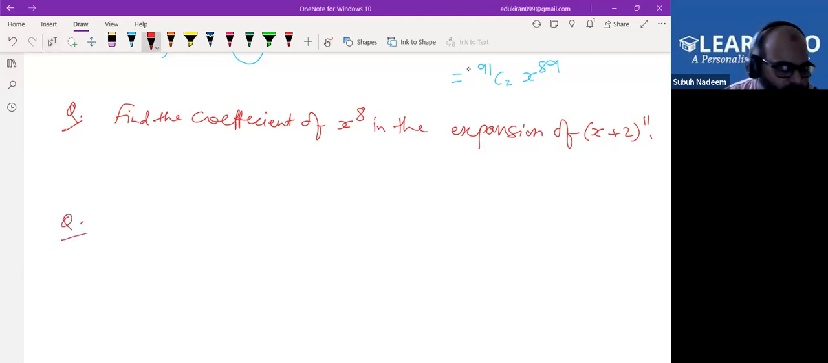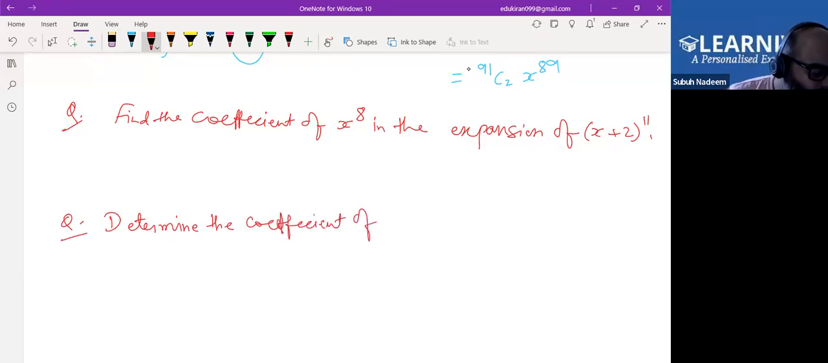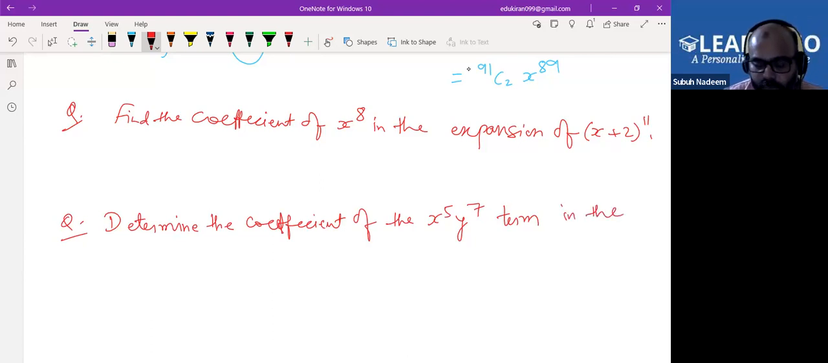Similarly, one more question is there. Determine the coefficient of the x to the power 5, y to the power 7 term in the polynomial expansion of x plus y to the power 12. Try both of these.